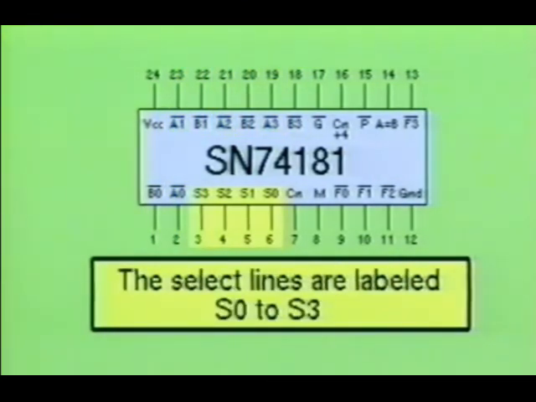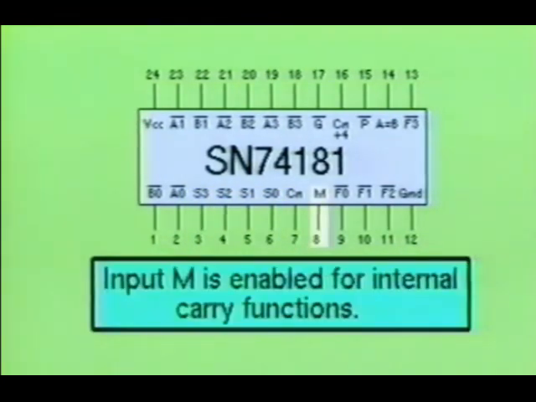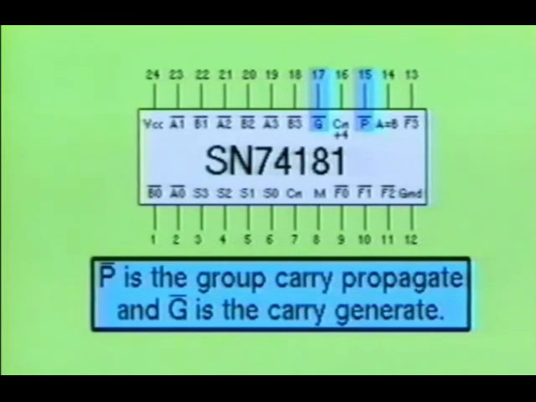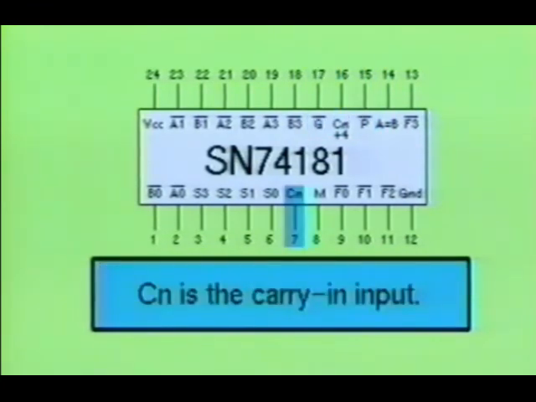The operations performed by this IC are selected by the 4 function select lines S0, S1, S2, and S3. When performing arithmetic manipulations, the internal carrier must be enabled by applying a low to the mode control input labeled M. A full carry look-ahead scheme is made available for fast simultaneous carry generation with a group carry propagate labeled not P and a carry generate labeled not G for the 4 bits in the package.